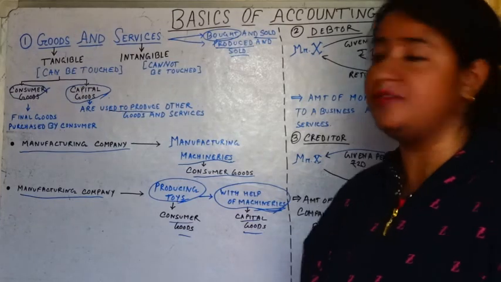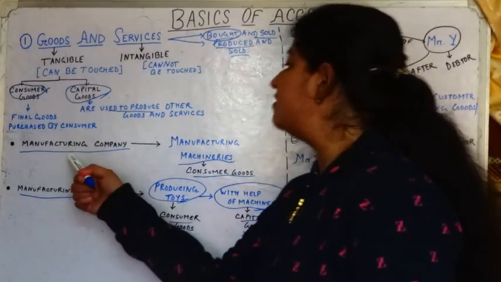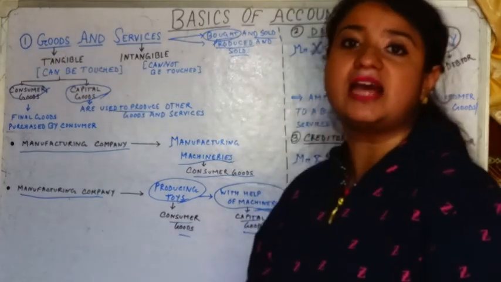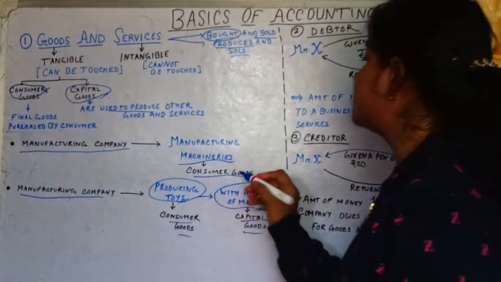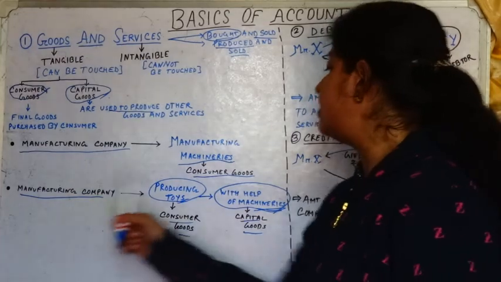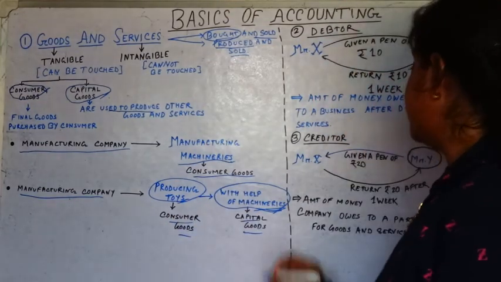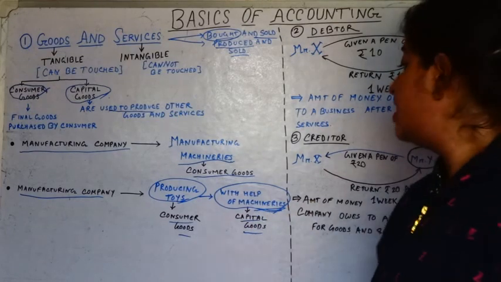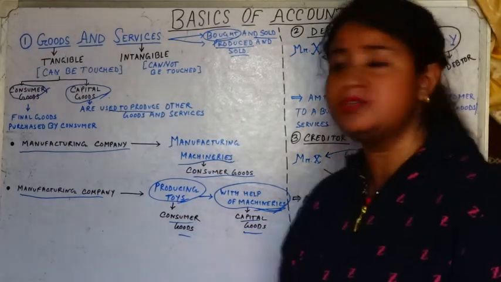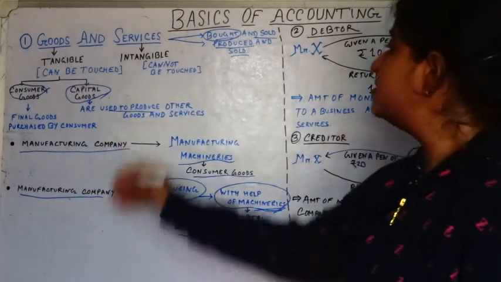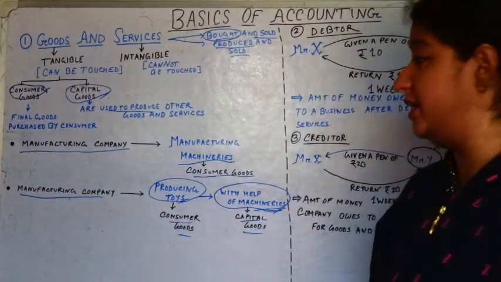One example was there: a manufacturing company, when it is manufacturing machineries to sell directly to the consumer, that becomes consumer goods. And a manufacturing company, when it is producing toys, needs the help of machineries to produce those toys. Now the toys will become the consumer goods, and the machinery will become the capital goods. Okay, now the goods and services section is completely clear to you.